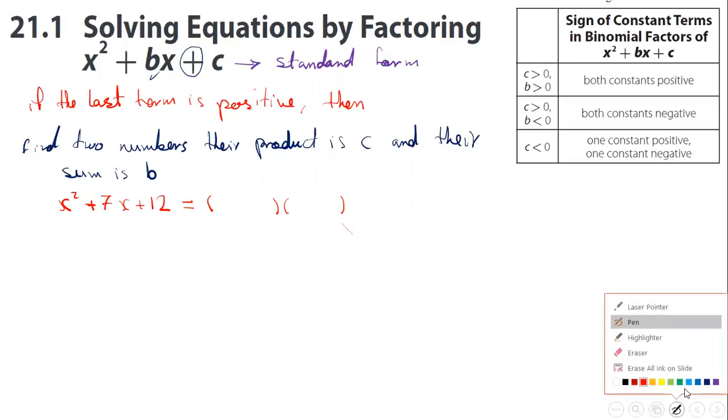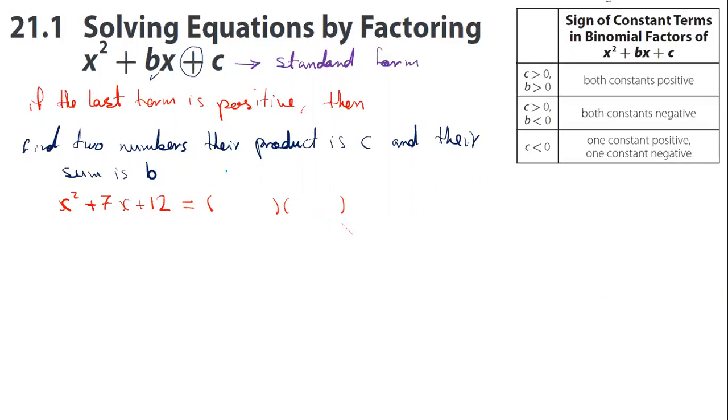First, we have to look for two numbers whose product is 12. What are the factors of 12? Firstly, we have 1 times 12 equals 12. But we have another condition: their sum is B, so their sum must be 7. Ask yourself, is 1 plus 12 equal to 7? No. So I will not choose the two factors 1 and 12.